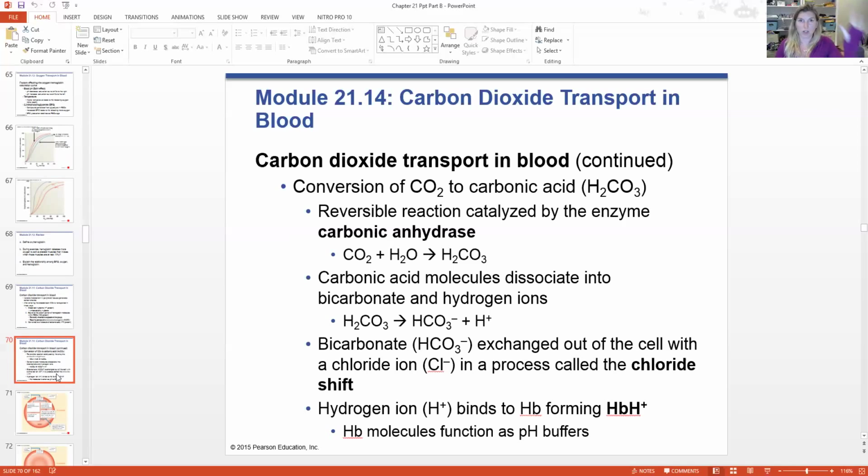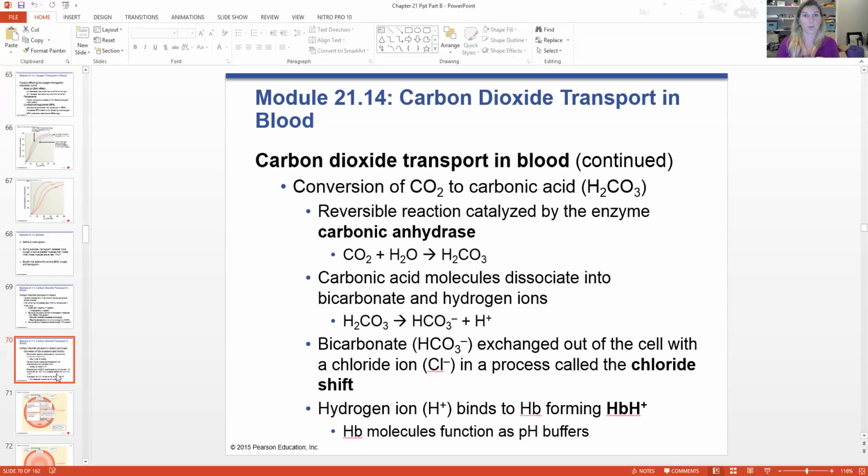This reaction goes on. Carbon dioxide forms carbonic acid, which dissociates into bicarbonate and a hydrogen ion. The bicarbonate is pushed out into the blood in exchange for a chloride ion. Now the chloride ion is inside the cell. Guess what? Our hydrogen, that leftover hydrogen ion, is actually going to bind to hemoglobin. Hemoglobin is acting as a buffer in this case. It's soaking up the extra hydrogen ions, because what are hydrogen ions? Right? The concentration of hydrogen ions is what gives us an acid.